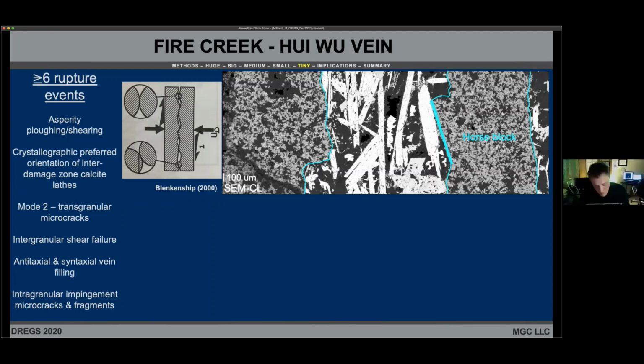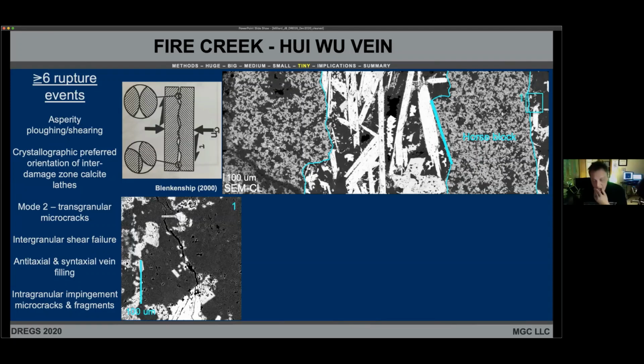And the neat thing here is we actually do have cross-cutting relationships suggesting that there's at least 6 slip events preserved in this micro fault at the base of the structure. The first one is actually shearing off asperities on the sides of the structure. Then you're actually rotating calcite laths to be in the lowest strain direction, so no different than imbrication of clasts in a stream.